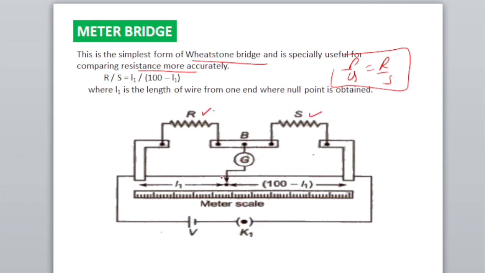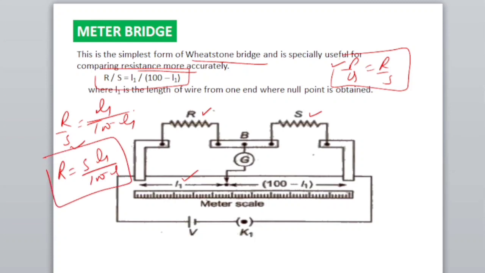Now, using the null deflection method, you have to find the balancing length L1, and the whole wire is 1 meter. So if one side's balancing length is L1, then the other is 100 minus L1. After using the Wheatstone bridge principle, you get the formula R/S = L1/(100 − L1). L1 is the balancing length when the bridge is balanced, when no current flows through the galvanometer. If S is known, you can easily find the unknown resistance R = S·L1/(100 − L1). In this way, with the meter bridge, we can determine unknown resistance very easily.